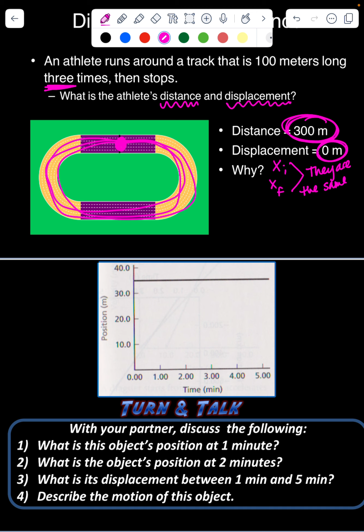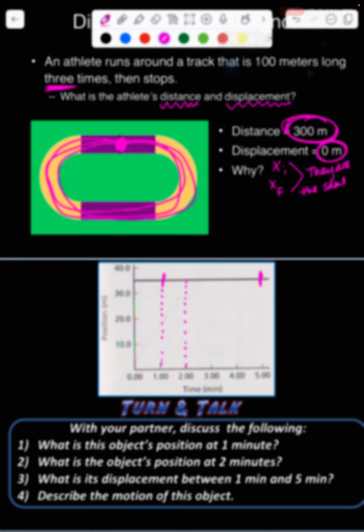All right, I want you to answer these 4 questions. What is the object's position at 1 minute? What is the object's position at 2 minutes? What is its displacement between 1 and 5 minutes? And then describe the motion of this object. So I want you to answer those 4 questions, and I want you to come see me tomorrow. We'll answer them and go over them. All right? If you have any questions, as always, let me know.